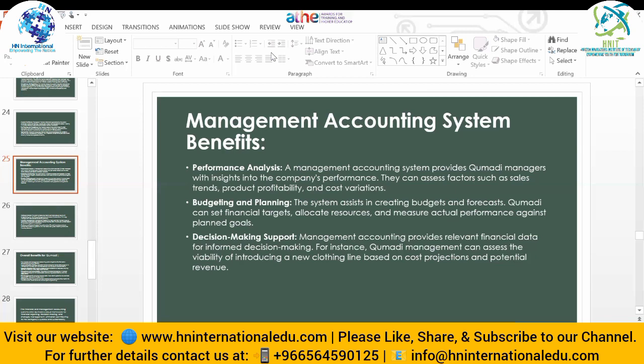Budgeting and planning. This system assists in creating budgets and forecasts. They can set financial targets, allocate resources, and measure the actual performance against planned goals. We have planned this much for the company to be successful in the upcoming 5 years. But what if we are not able to achieve that in 5 years? What if we're able to do it in just two years?